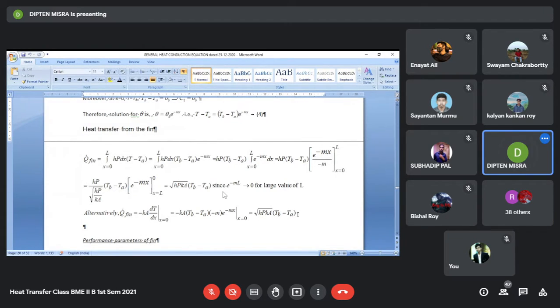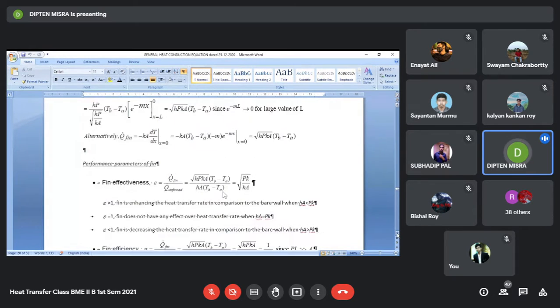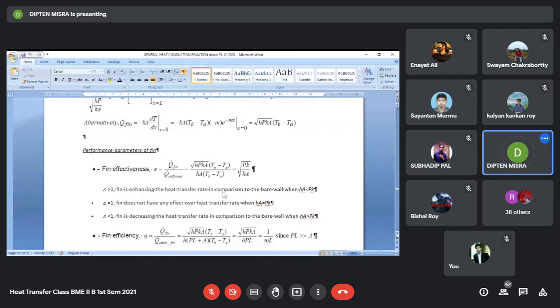T_A). And also, we have derived two performance parameters, known as fin effectiveness. What is fin effectiveness? If we use a fin, it is the rate of heat transfer divided by the rate if there were no fin, called Q dot unfinned. So the ratio of Q dot fin by Q dot unfinned is called the effectiveness.